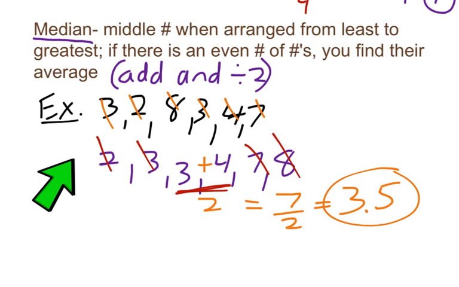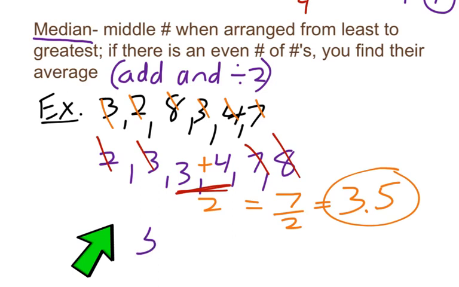Another way you can think of that is, what is halfway between 3 and 4? And that number is always going to end in a half, right? Halfway between 3 and 4 is 3.5. What if it would have said halfway between 5 and 7? That'd be 6, right? Halfway between 5 and 7 is 6, because 6 is one apart from each of those.